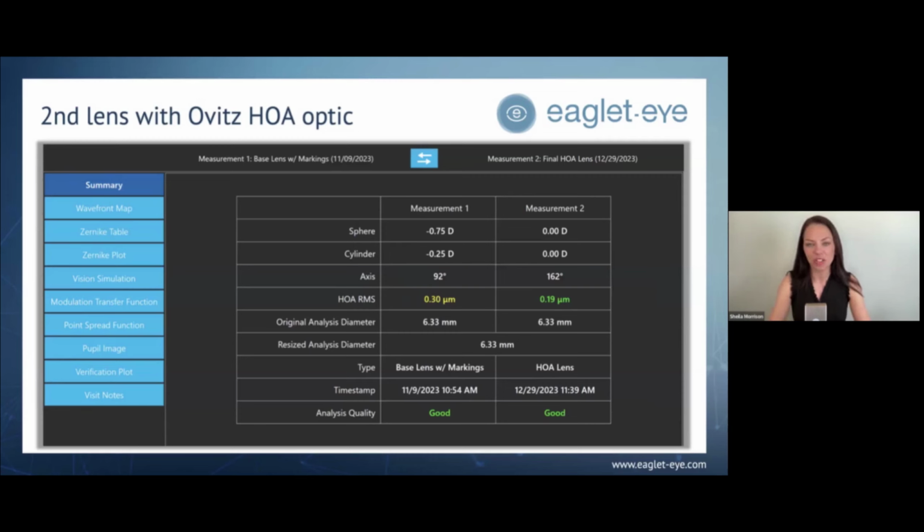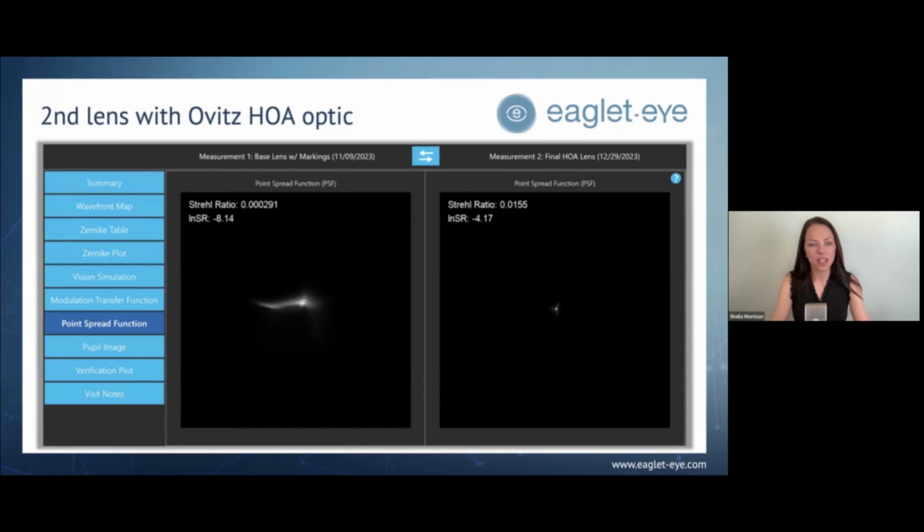So for those of us that prefer to just look at a number, the yellow is the RMS value that I mentioned before of a 0.3. So this is the starting point before the HOA lens, and then a 0.19, which is much more tolerable, in the green now for this patient. And his experience was very much that he noticed a large decrease in his glare and ghost at night, especially when he was driving in the dark. So in this case, it was very successful for our patient.